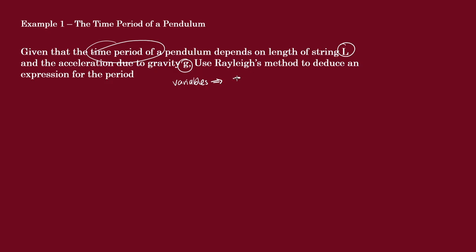Okay, our period T, the length of string L, and the acceleration due to gravity G. Use Rayleigh's method to deduce an expression for the period. So you know we're dealing with a pendulum of some sorts. So this is held firmly, and the pendulum swings in some way. So we are trying to find the period of a pendulum.